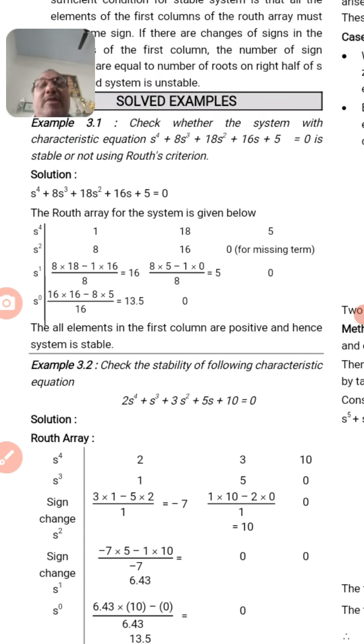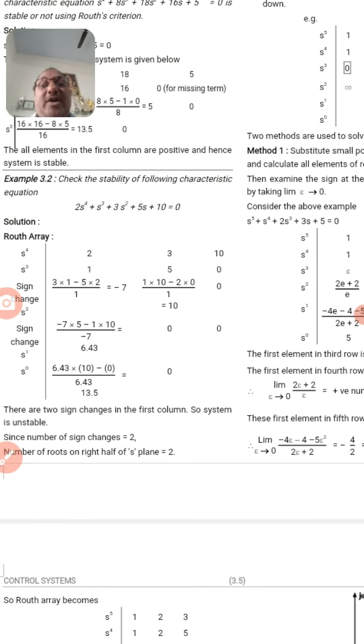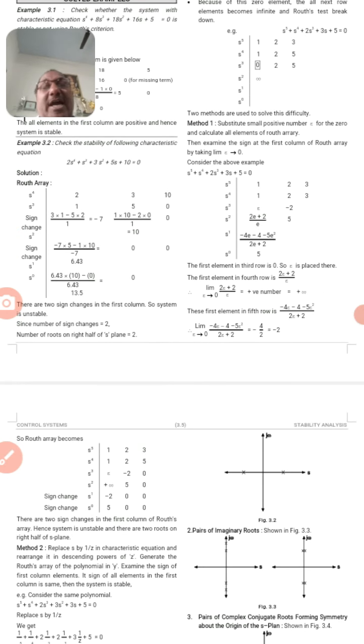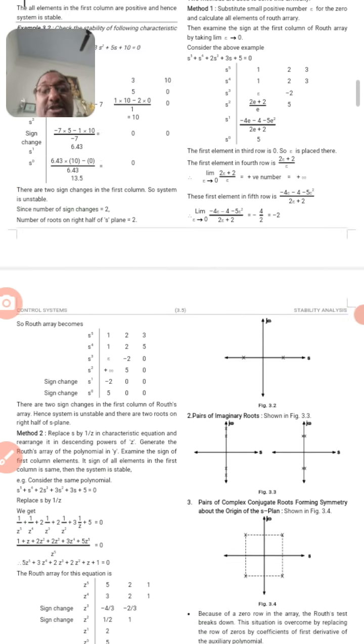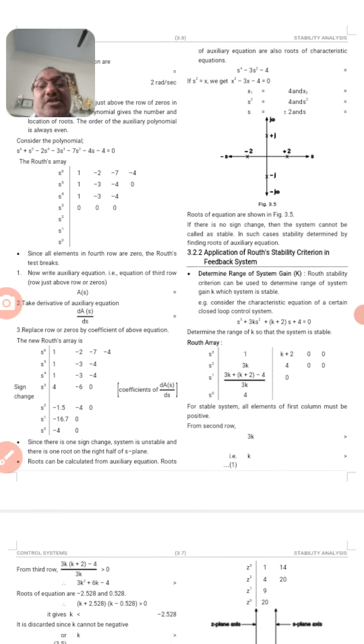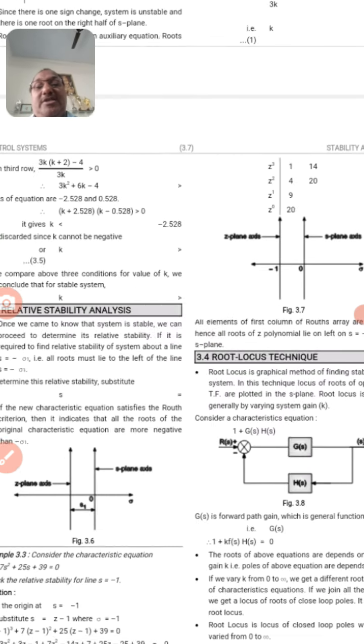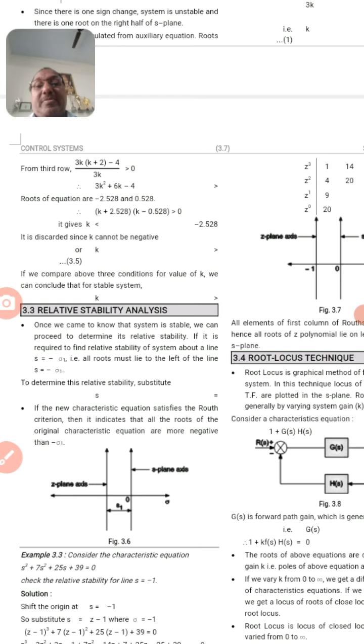But the drawback of the Routh-Hurwitz criteria is that if there are more terms, say s raised to 100, s raised to 99, s raised to 98, it becomes difficult to find out the stability of the system, and it is quite time consuming. That's all. Let us go to applications of Routh-Hurwitz criteria.